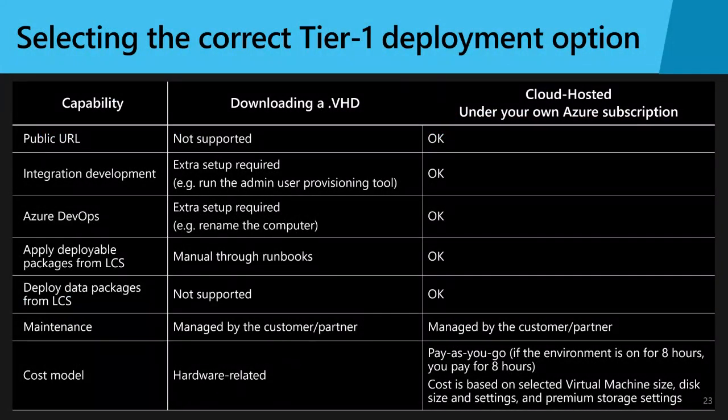Generally speaking, there are many limitations to using the VHD, like the public URL is not supported, meaning you couldn't access the F&O service from outside of the VHD, and several manual tasks need to be done, including applying the deployable package. The main advantage is you can leverage your existing local data center or PC to host the VHD.